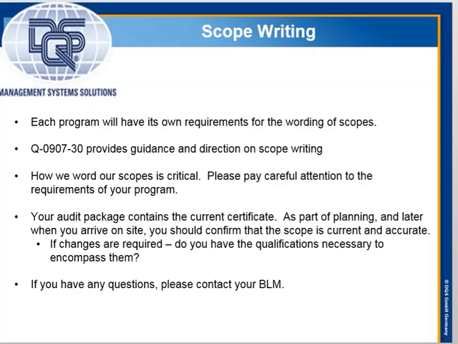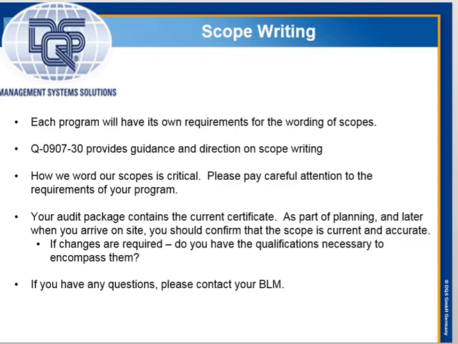How we word our scopes is critical. In the procedure, Q907-30, we generally word scopes as the manufacture of something, the design and manufacture of something, the provision of service for something. Your audit package, before you go to visit a customer, contains the current certificate. As part of your planning, and then again when you arrive on site, you should confirm that the scope is current and accurate. If the customer is requesting changes at either of those stages, you have to consider whether you have the qualifications necessary to encompass them.